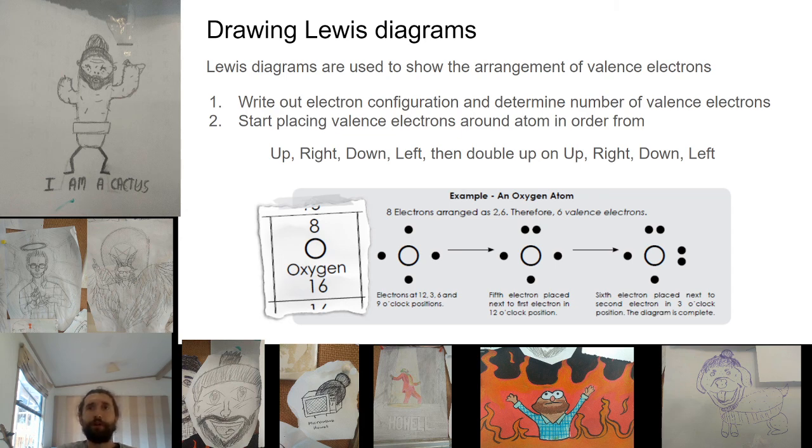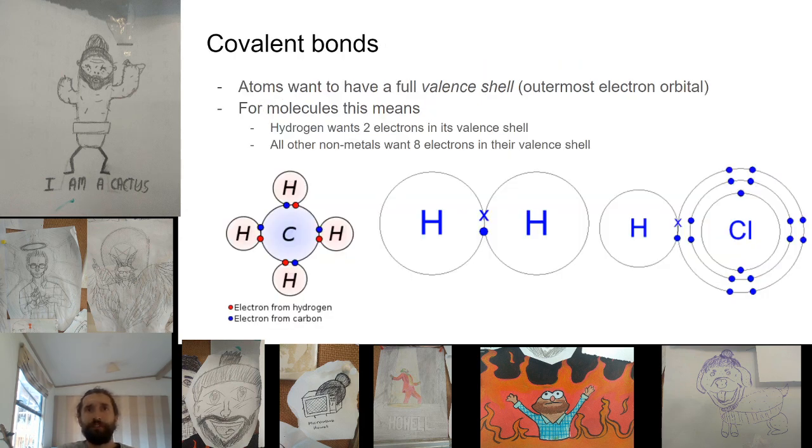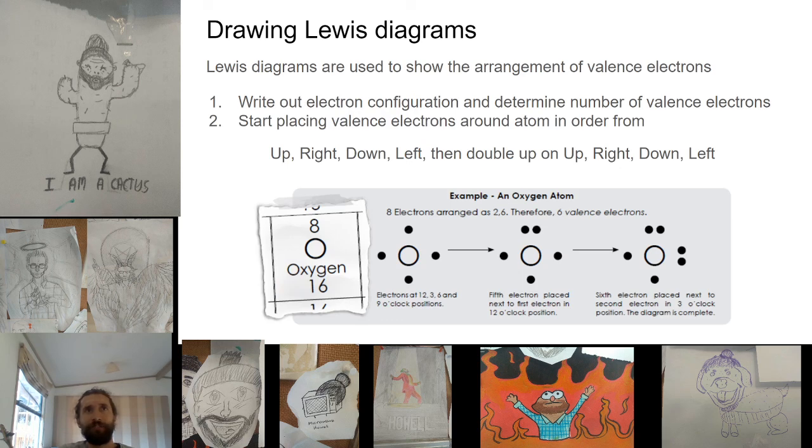So what we're going to be doing is working out how to draw these diagrams, and we're going to start off with drawing these things called Lewis structures, or Lewis diagrams. A Lewis diagram is used to show the arrangement of valence electrons, the electrons in the outermost shell. These are the only ones which are going to be involved with bonding, so they're the only ones we actually care about for this.